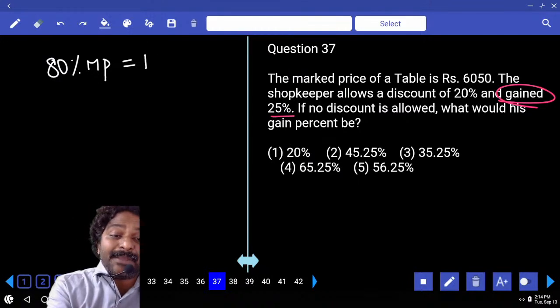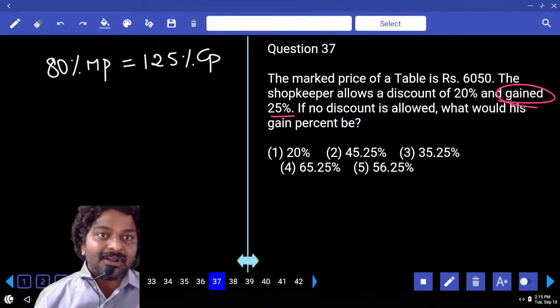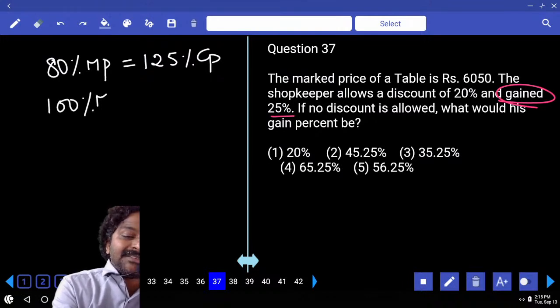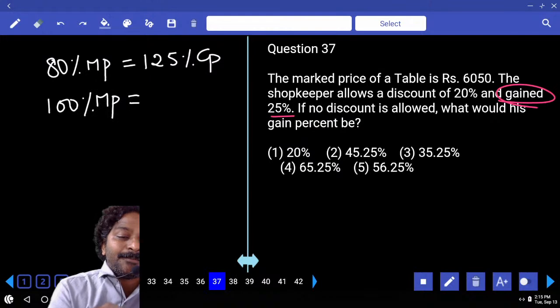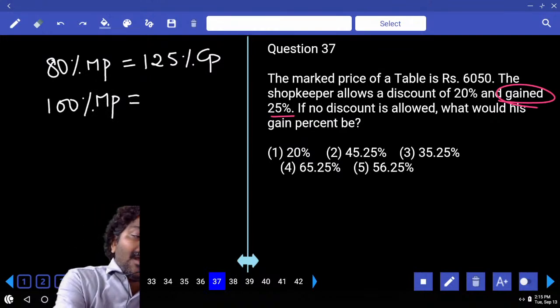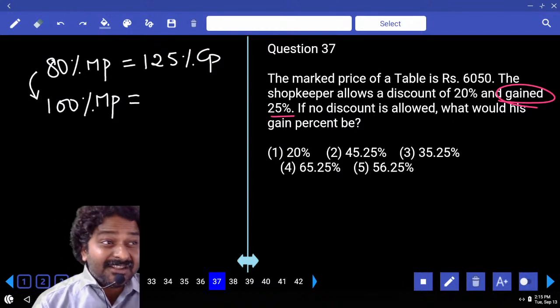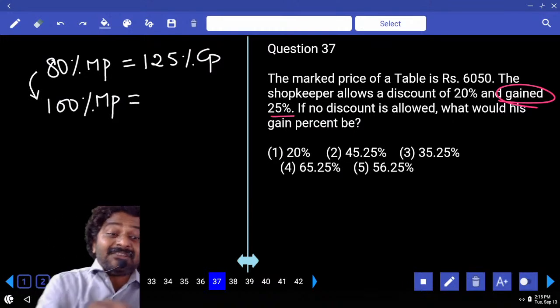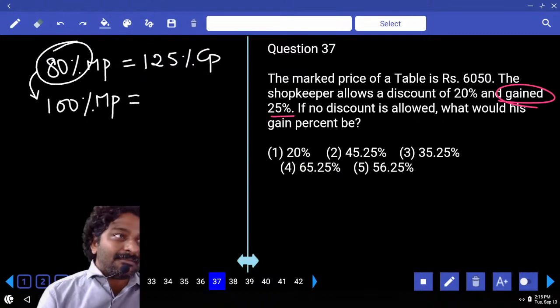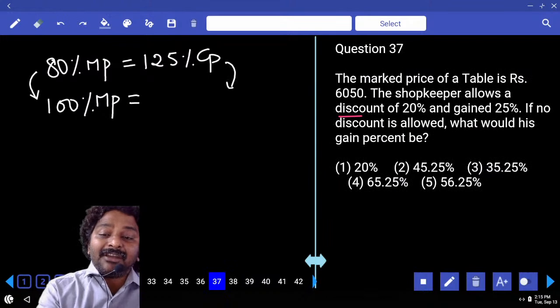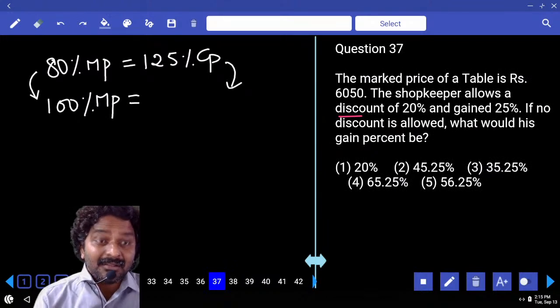Then the selling price is equal to 125% of the cost price. If there is no discount offered, we have to sell the item at 100% of the market price only. Vertical comparison: 80 becomes 100. How much is added? 20. Can I say 20 is 1/4 of this number? So on the right-hand side also we have to add 1/4, right? Tell me 1/4.